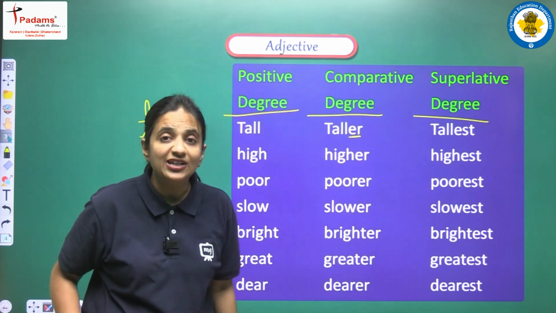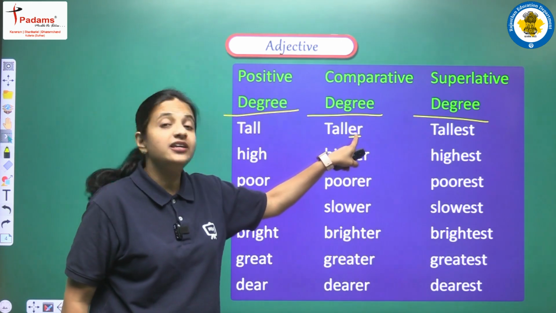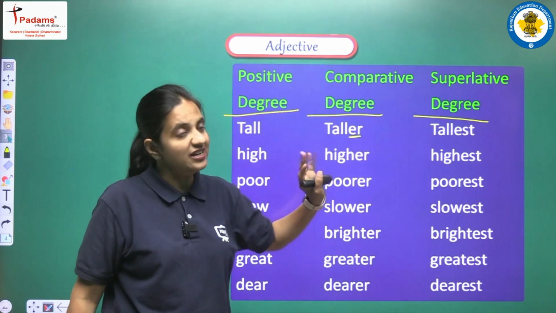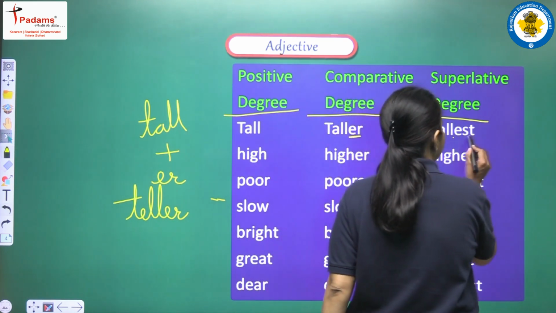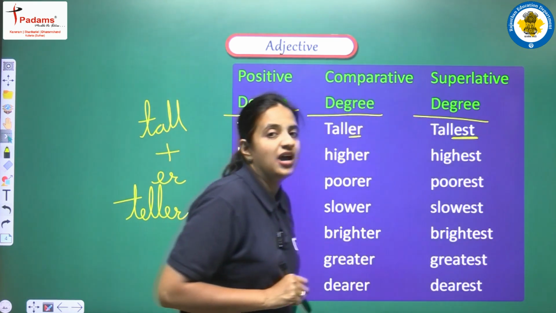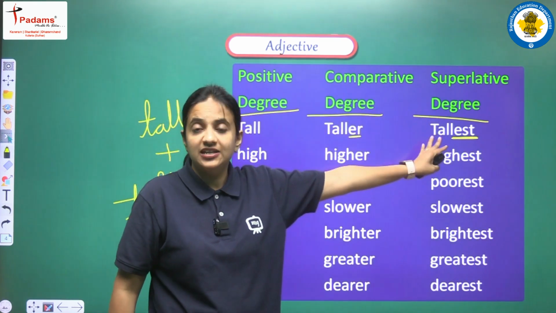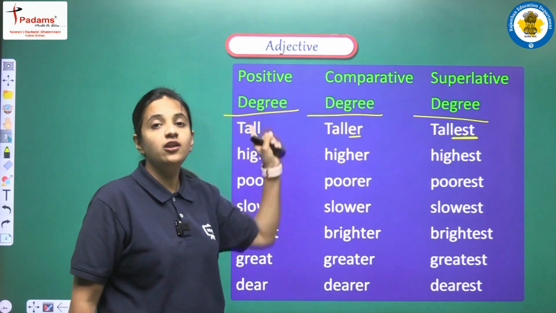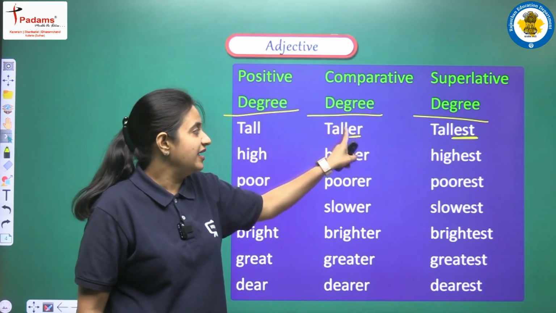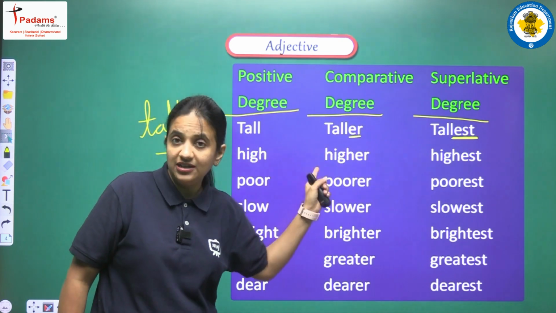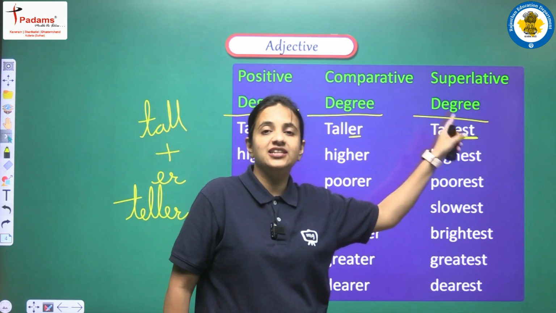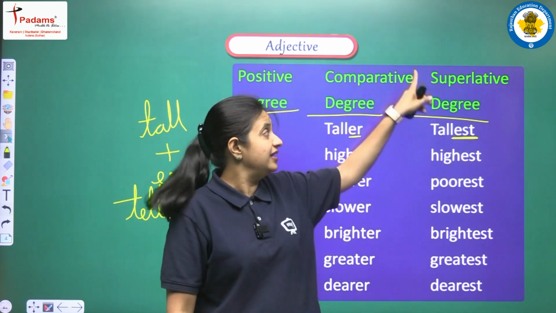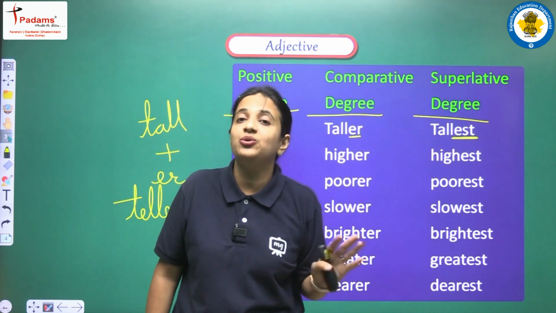Same thing we have here, taller. So what did we do actually? We just added er, right? Similarly, to have the superlative degree, what did we do? We just added est. So now we have tallest. Clear? So this is tall, positive degree. If we add er, it will be taller, that will be comparative degree, and if we add est, then it will be tallest, and this is our superlative degree.